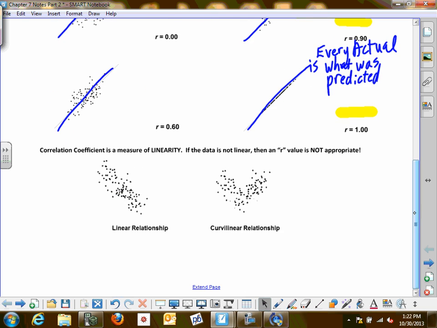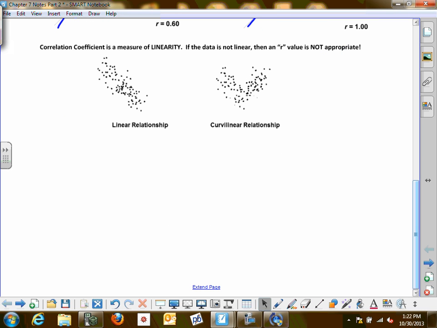This last part here is just another reiteration that the R value measures linearity. So it is appropriate in this case. It would be appropriate to interpret an R value for this, okay? However, it would not be appropriate if somebody asked you to interpret the R value for this. Then you would say, no, I'm not going to interpret the R value for this because this is not linear, and so therefore that's not an appropriate way to represent the data.